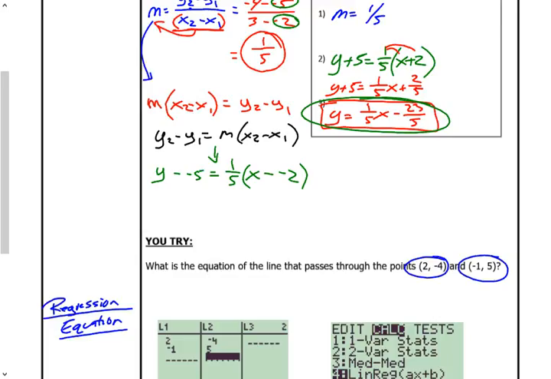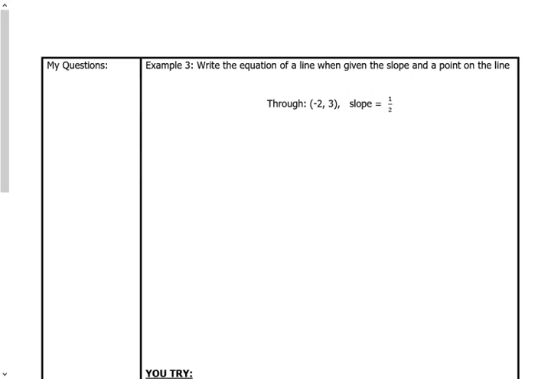Now, the third type of problem here, you can see I'm not given 2 points. This takes the calculator off the table because I don't have 2 points that I can do a regression equation on. This is actually tailor-made for point slope because it has point slope. And that's exactly what we're going to use. We're going to plug this right in. Remember that my point slope formula is that, and we have all of our points.